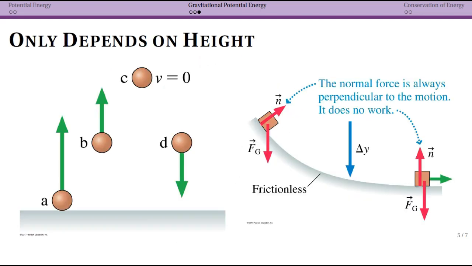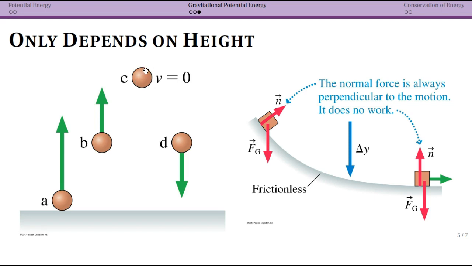As mentioned before, gravitational potential energy only depends on the height of our object. If we imagine a ball that is at different heights above the ground and has different speeds, the speed does not impact its gravitational potential energy at all. The direction of the velocity does not impact its gravitational potential energy at all. We would say that B and D have the same gravitational potential energy, again, the system of the ball with the Earth, because they're at the same height. Ball C is at the highest point and has a velocity of zero. It has the most potential energy because it's the highest.